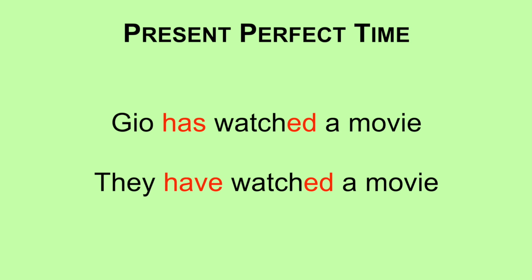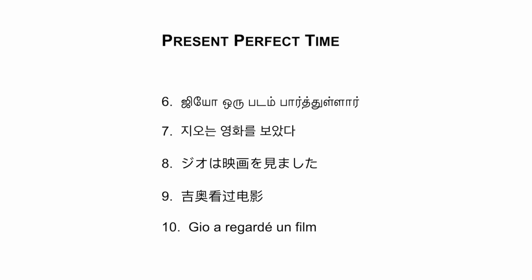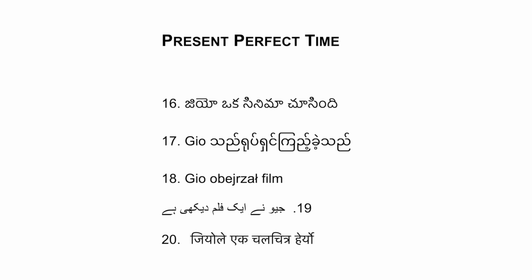Gio has watched a movie. They have watched a movie. Now we can move to the meaning of present perfect. Okay, we learned about 2 times. We can move to another time, a mix of both: present perfect continuous time.